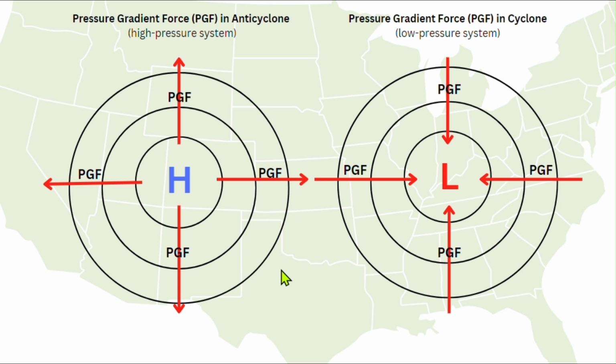Both cyclones and anticyclones have circular isobars. In an anticyclone, the pressure is highest at the center, gradually decreasing as you move outward. This creates a pressure gradient force that points from the center outwards.